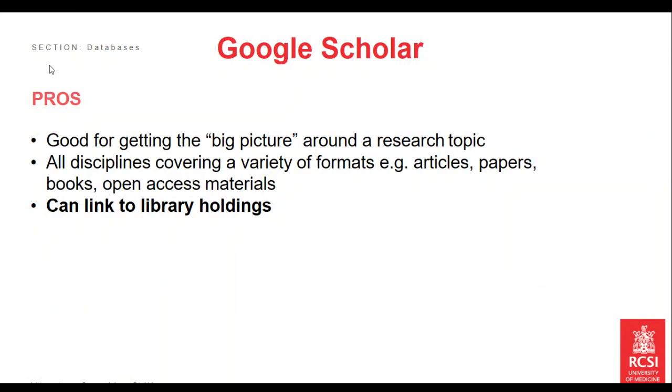And one person mentioned Google Scholar there. I just thought I'd mention Google Scholar, and to use it has certain advantages and certain disadvantages. Google Scholar is useful for getting a big picture around a research topic, and it covers a lot of different kinds of papers. It's a wider database, and another advantage is that it links to what the library already has access to, or it can do that.